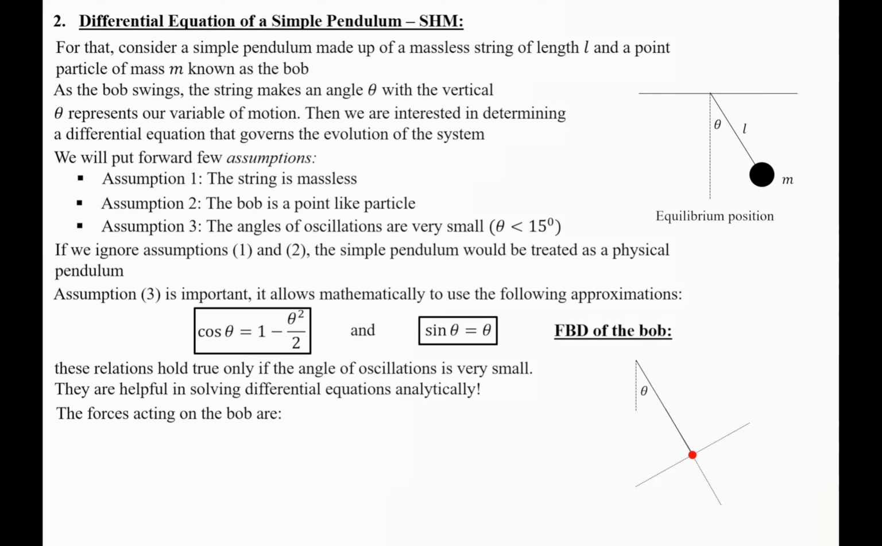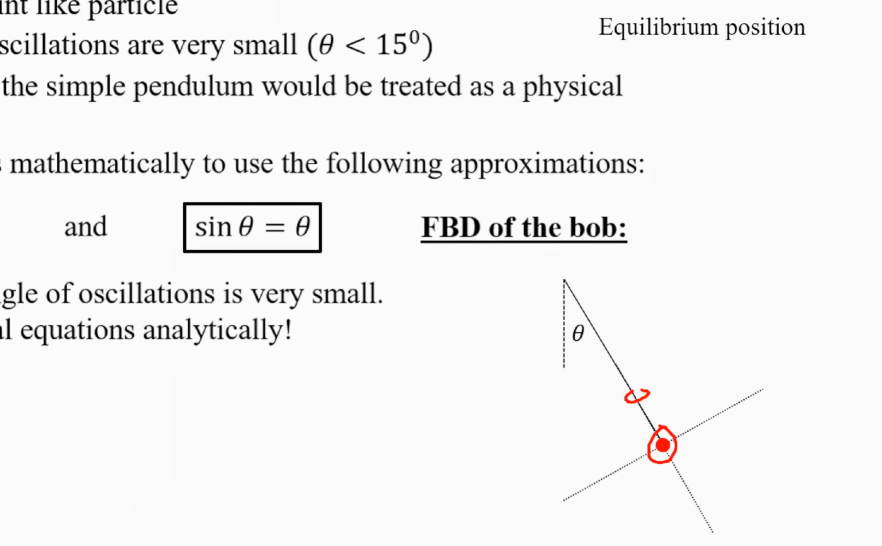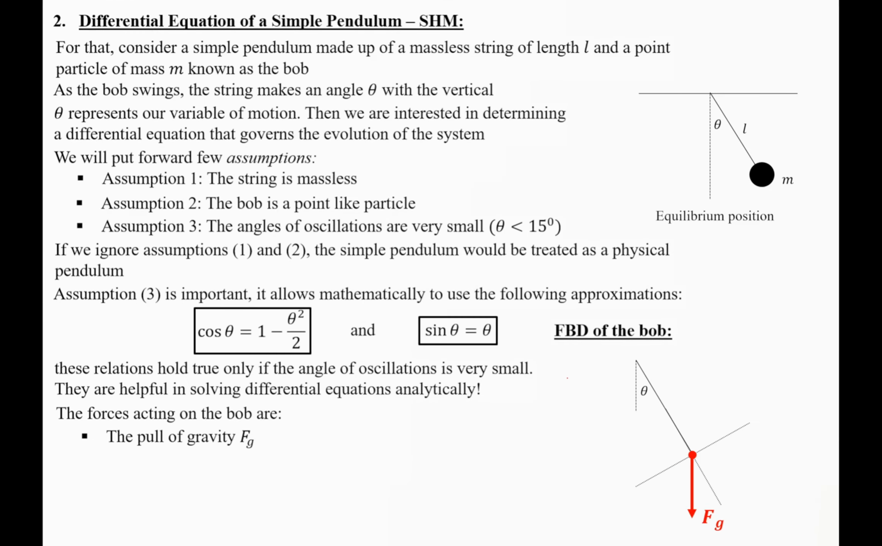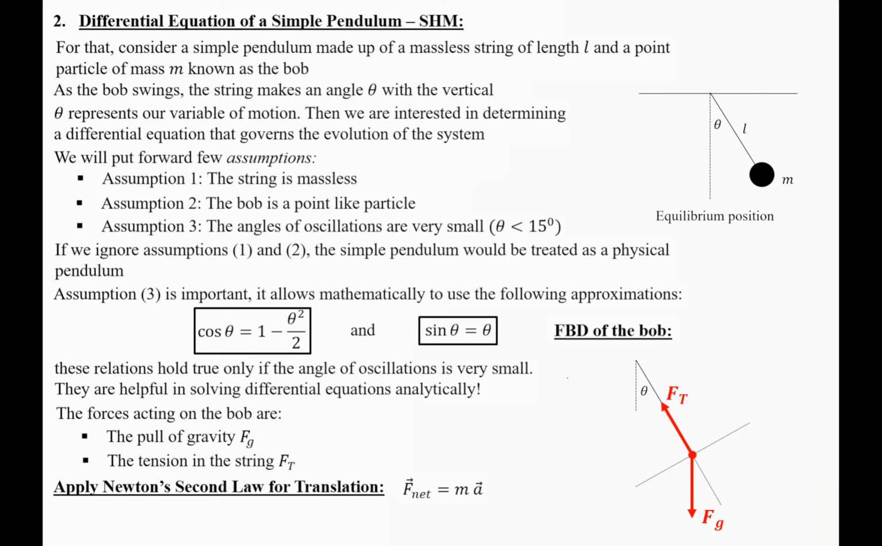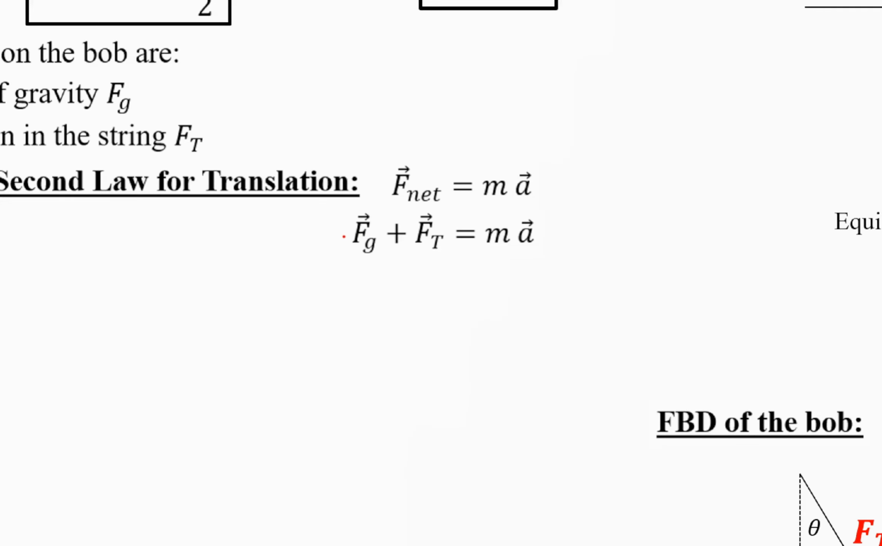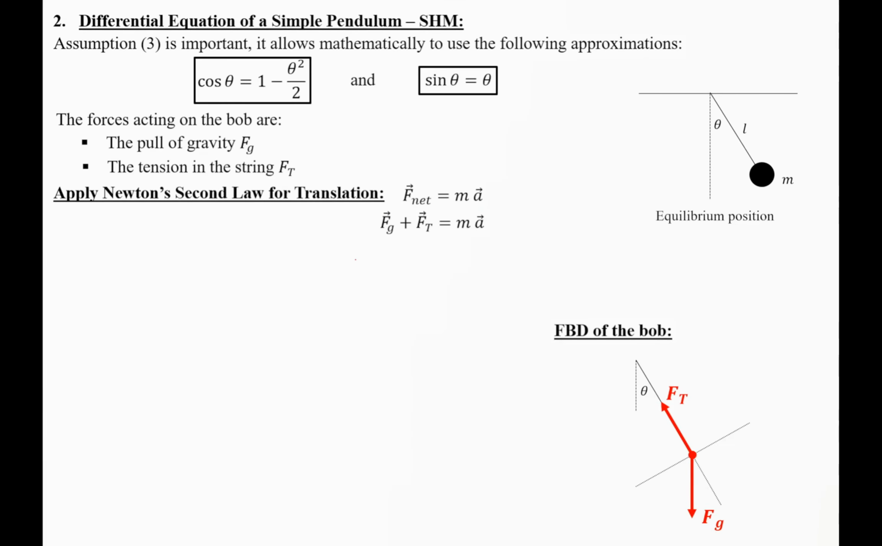The forces acting on the bob: now we have the pull of gravity, so that's the bob, that's the string, that's the angle theta with the vertical. We have the pull of gravity down, we have the tension in the string, and now we're going to apply Newton's second law for translation. Even though the pendulum performs a circular motion, we're going to apply Newton's second law for translation. However, you can also apply Newton's second law for rotation, and you can check by yourself that it works. Now, the sum of forces is ma, so we have the pull of gravity plus the tension equal to ma. This is a vector equation which gives birth to two linear equations depending on which direction we project.